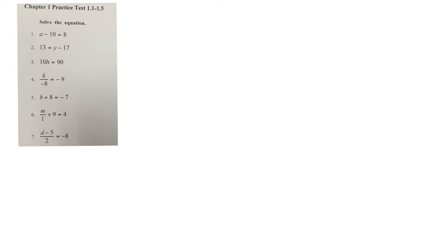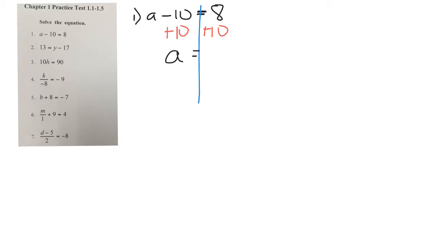Here we go. Number 1 is a minus 10 equals 8. Now remember, you need to be showing your work. It's not okay just to tell me what the answer is. So we draw this line so that we remember what side we're moving things to, different sides of the equal sign. And if it's a minus 10, I show my work by adding 10 to both sides. And then we get a equals 18.